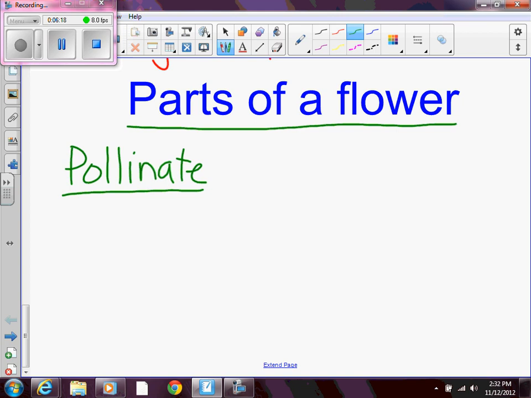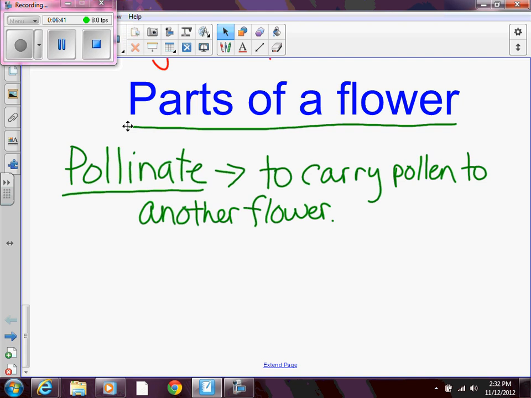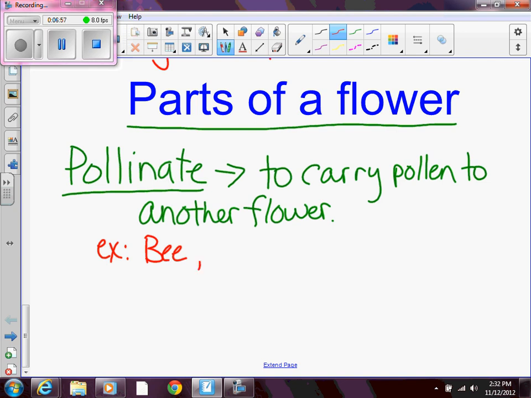What does it mean to pollinate, Angel? Yeah, to carry pollen to another flower. All right, so give me some examples of things that would carry pollen to another flower. Megan? Yes. A bee. Anything else that you can think of? Eva? Wind. Anything else you can think of?